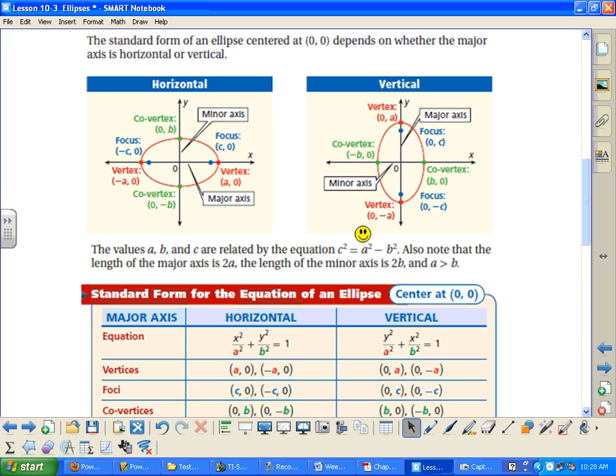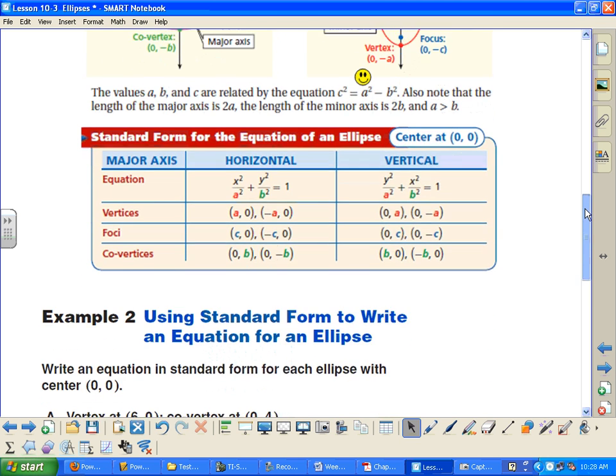Also note the length of the major axis is 2 times a, and the length of the minor axis is 2 times b. Right? So always when we're talking about an ellipse, a is going to be the larger number and b is going to be the smaller number. Always. Okay? So here's a standard form for an ellipse.